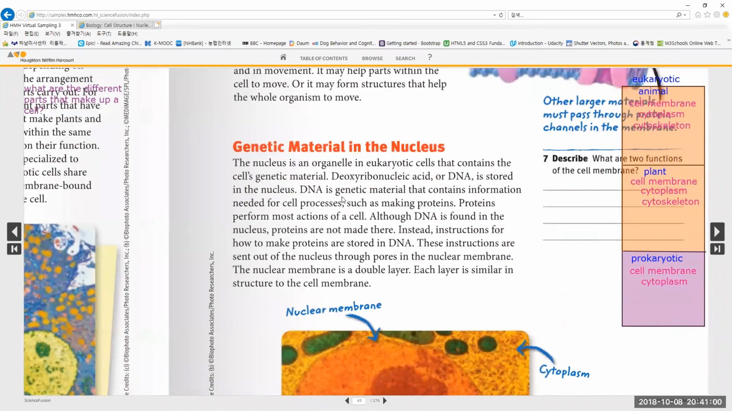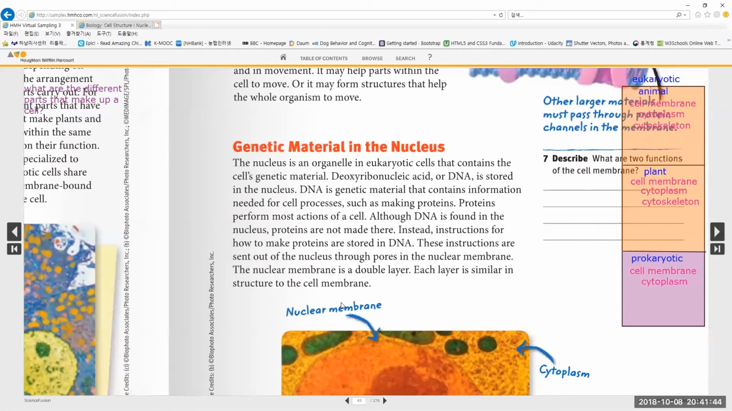Genetic material and nucleus. The nucleus is an organelle of eukaryotic cells that contains the cell's genetic material. Deoxyribonucleic acid, or DNA, is stored in the nucleus. DNA is a genetic material that contains information needed for cell processes, such as making proteins. Proteins perform most actions of the cell. Although DNA is found in the nucleus, proteins are not made there. Instead, instructions for how to make proteins are stored in DNA. These instructions are sent out of the nucleus through the pores in the nuclear membrane.